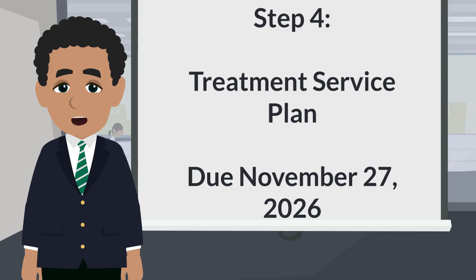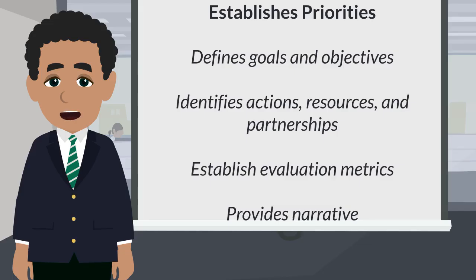The treatment and service plan is completed after the initial assessment phases have been finalized. Its purpose is to translate identified needs into a clear, actionable, and measurable plan that guides implementation, coordination, and evaluation of services across systems. This plan builds upon assessment findings by establishing priorities based on identified gaps and needs, defining goals and objectives aligned with those priorities, identifying concrete actions, resources, and partnerships, establishing evaluation metrics to monitor progress and outcomes, and providing a narrative that explains the strategy, collaboration, and anticipated impact.